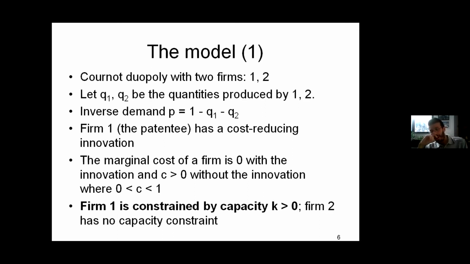Okay, and so firm 1 is constrained by capacity K strictly greater than 0. And firm 2 has no capacity constraint. Why is that? I mean, more general would be to give both of them capacity constraints and let the second one be a large one. Sorry, yes, we're not assuming that firm 2 is capacity constrained. I'm saying the more general case would be to assume capacity for both, and then let one capacity be relaxed to infinity. That's the more general model.